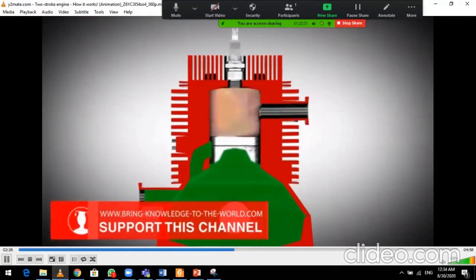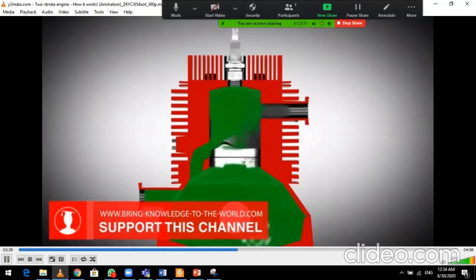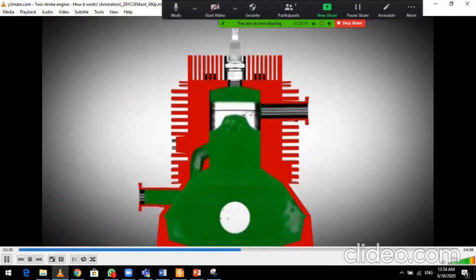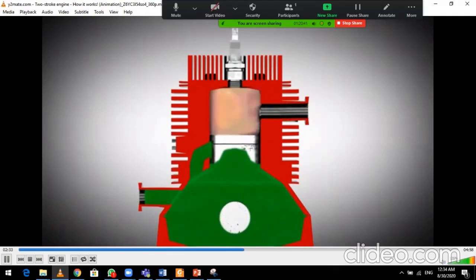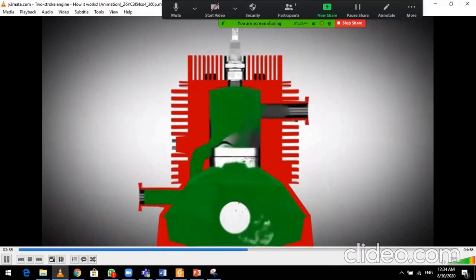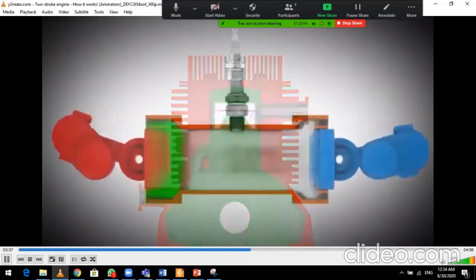Intake and exhaust port are on opposite sides. The deflector piston is formed in such a way that the incoming fresh mixture can successfully push out the exhaust fumes.